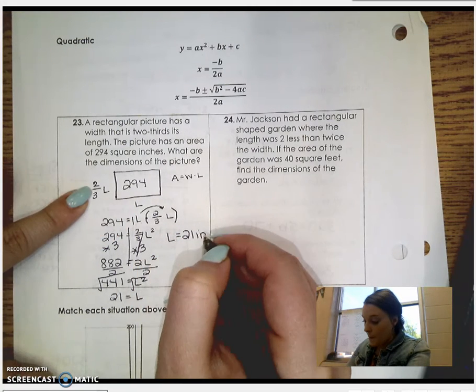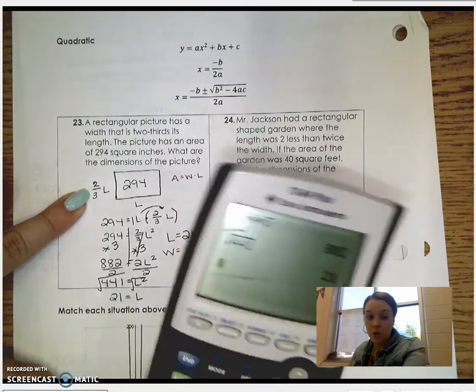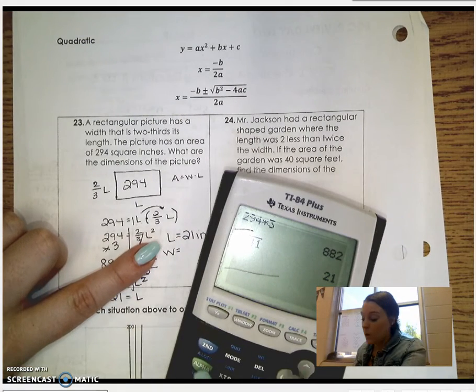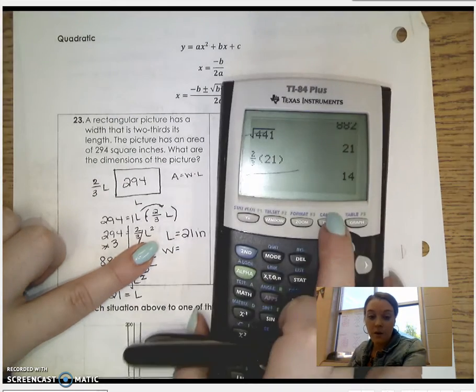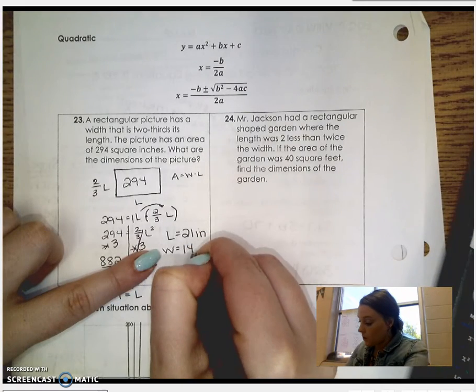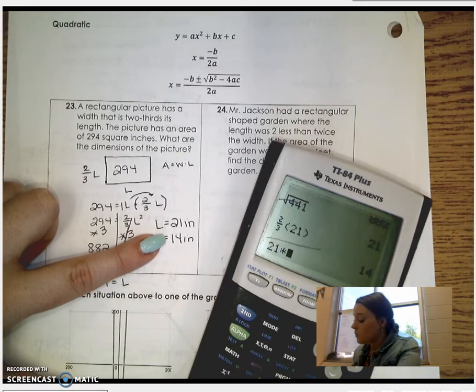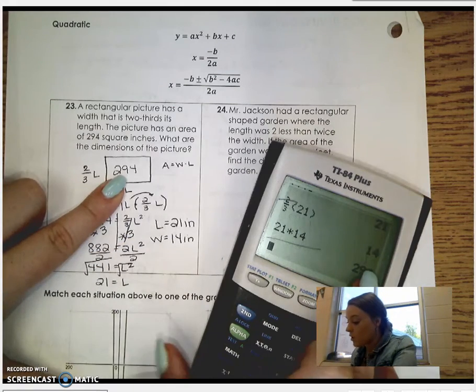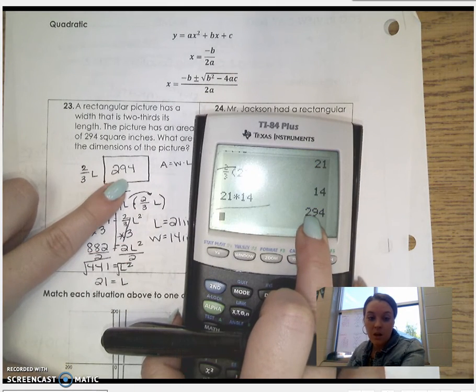inches. But now I need to figure out what W equals, because W is 2/3 of L. And if L is 21, I would do alpha y equals, enter, 2/3 times 21, and I get 14. So the width is 14 inches. And I could check my answer by doing 21 times 14, and I know that should be 294, because length times width gives you the area.